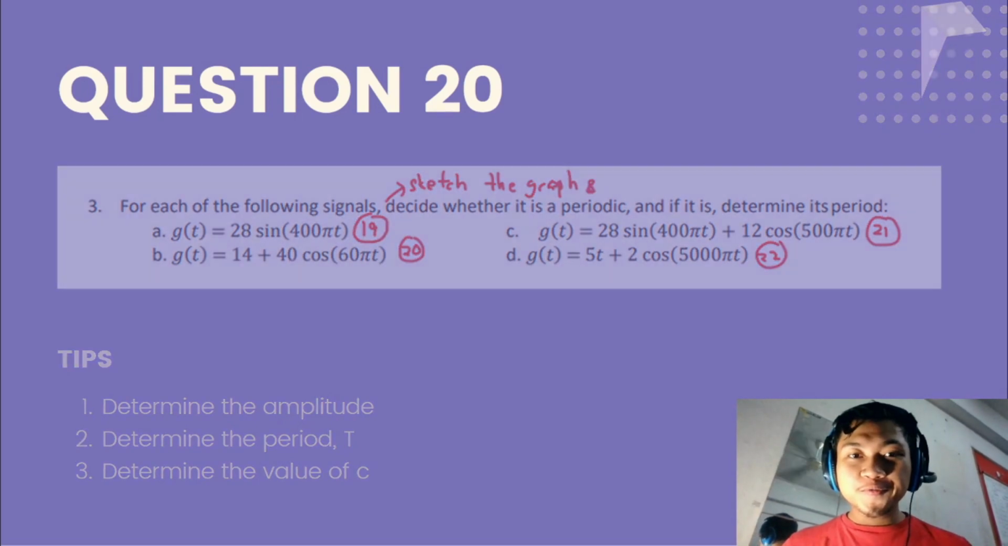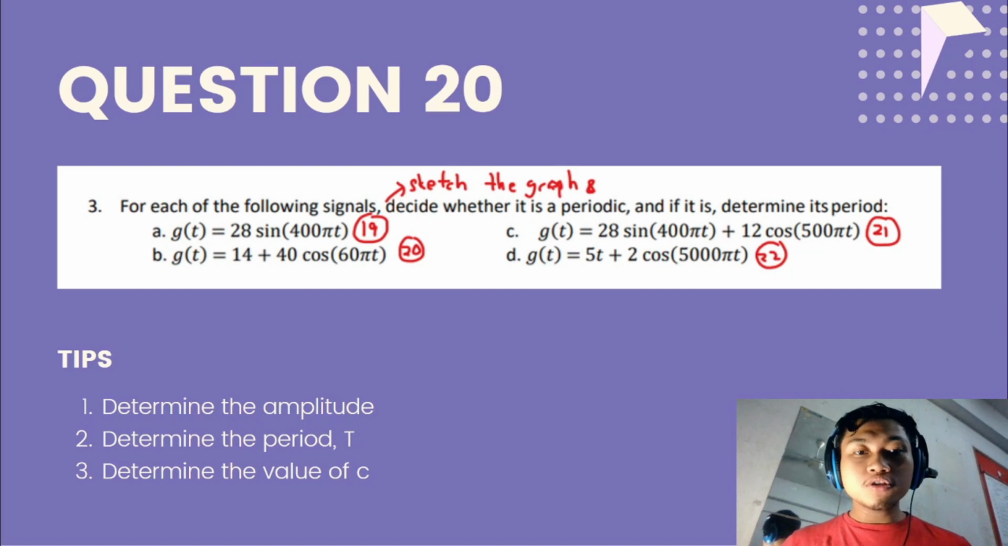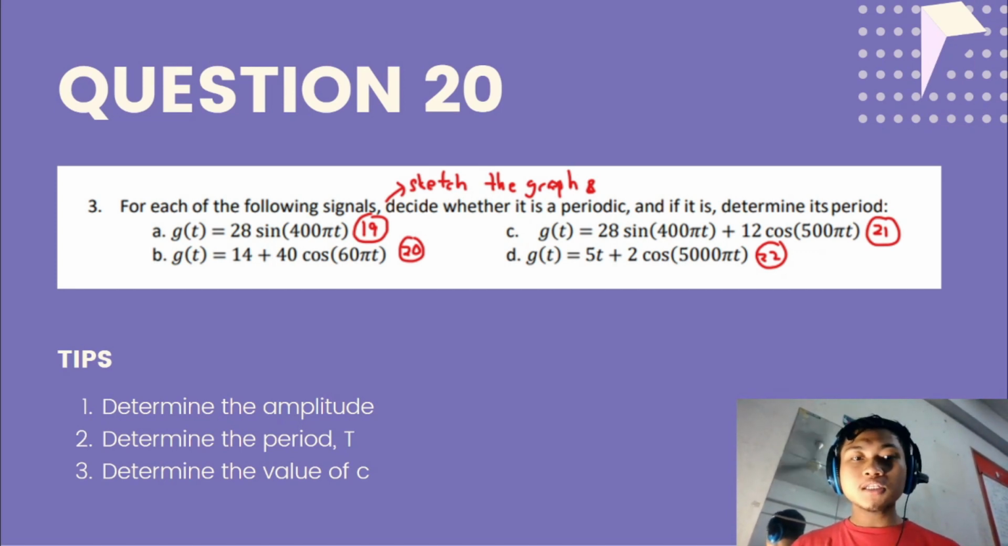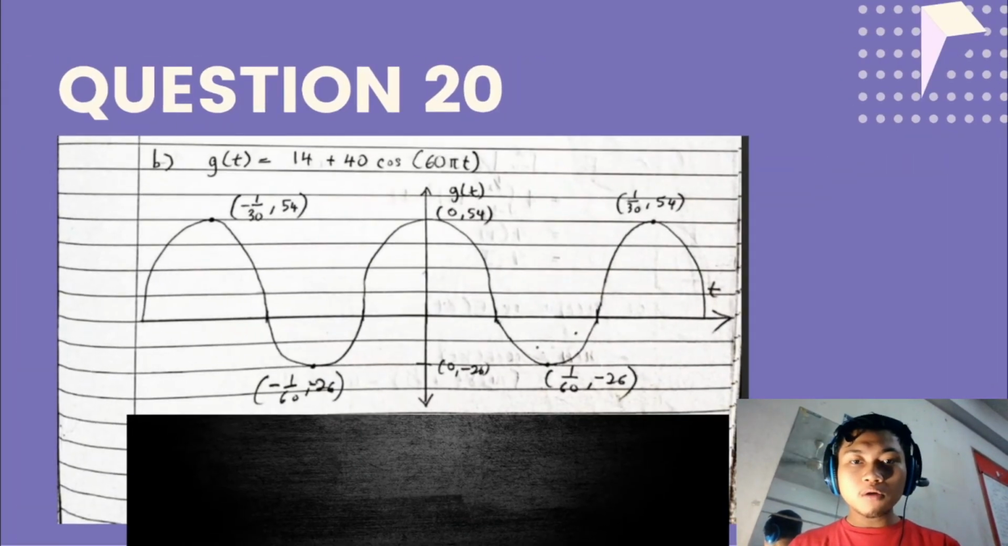So let's go. This is the question. g(t) is equal to 14 plus 40 cos 60 pi t. Alright, what is the difference between 3A and 3B? Question 3A doesn't have the value of C, so we can just straightforwardly sketch the sinusoidal graph function. But in 3B we have the value of C. So let's see how the graph looks.